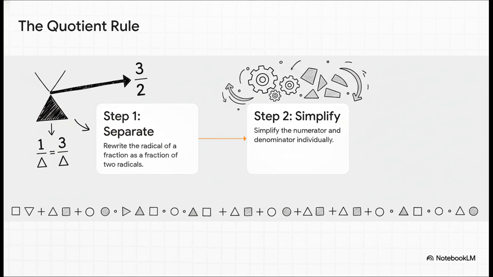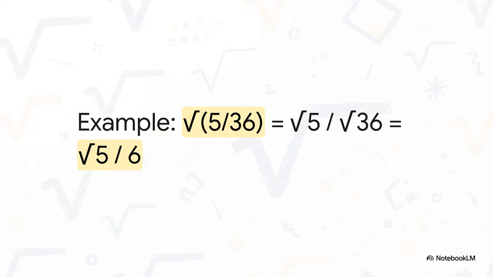The quotient rule helps us deal with fractions under that radical sign. It lets us take one big radical over a fraction and split it into a fraction with two smaller separate radicals. So if you see the square root of 5 over 36, just rewrite it. Square root of 5 on top, square root of 36 on the bottom. Now, we can't really do anything with the square root of 5, but the square root of 36, that's just 6. And boom, there's our final answer, root 5 over 6.